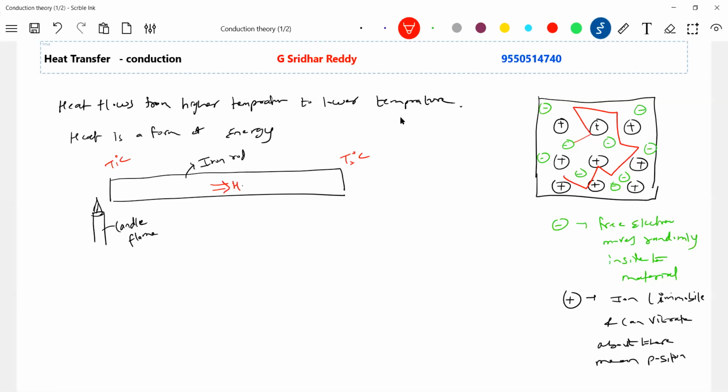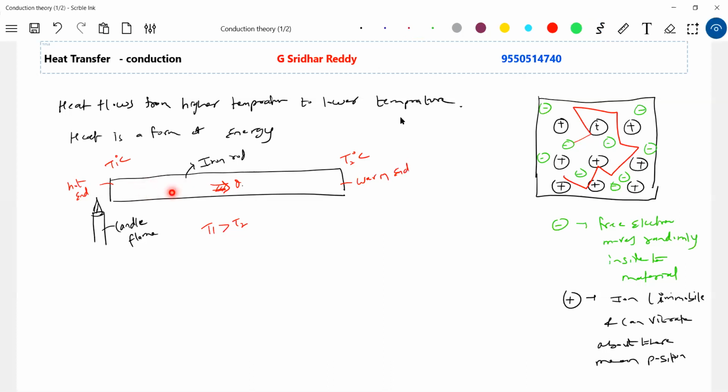Let me call heat symbol H, or Q. So who will transfer this heat? And what we have is T1 greater than T2, because this will be the hot end, this will be the warm end.